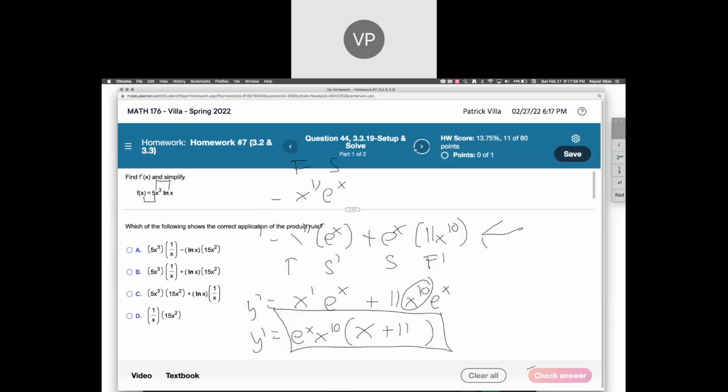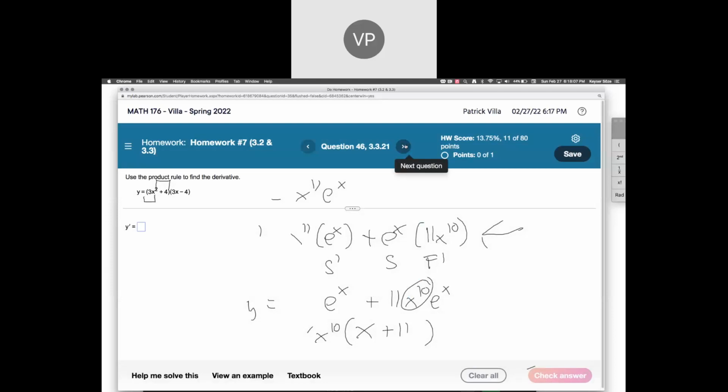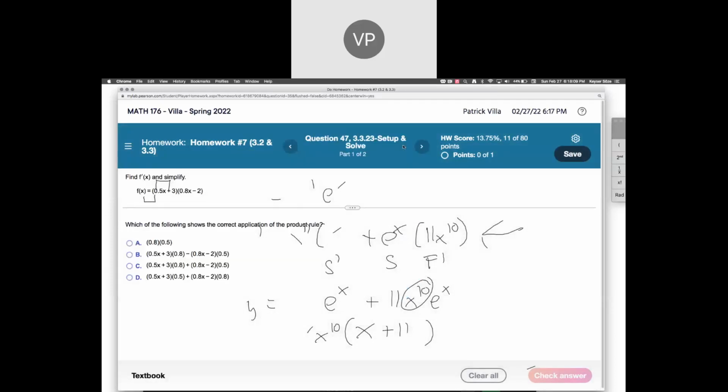Okay, so let's look at number 47. Doing the same kind of stuff here. Okay, so 47, they want us to find f prime of x and simplify. So this is one of these where they want us to do the derivative, and then they want you to simplify it. It looks like it's a two-part. Yeah, I see the part 1 of 2 we're on right now.